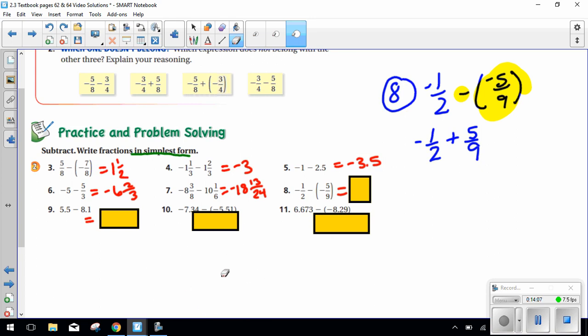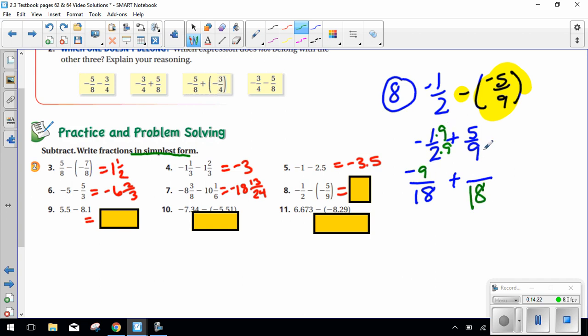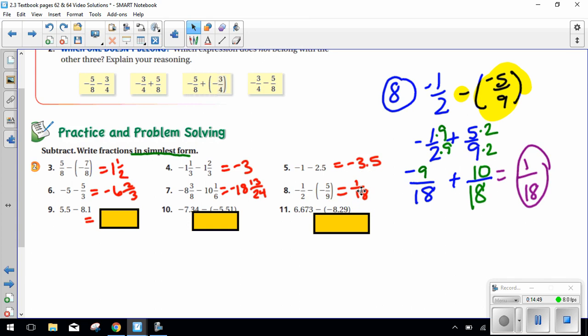All right, I'm just erasing this so I have room. You should not erase your work. Okay, here's 18. So 2 times 9 gets me to 18, so 9 times 1 is 9. 9 times 2 gets me to 18, so 5 times 2 gets me to 10. So when I look at my numerators, I have different signs. When the signs are different, I subtract larger absolute value to smaller absolute value. So 10 minus 9 equals 1 over 18. Okay, let's move on to number 9.